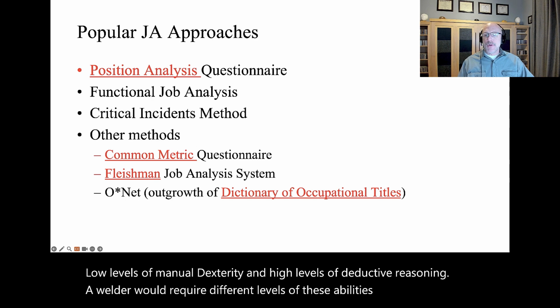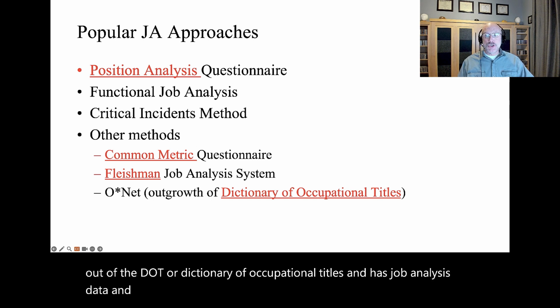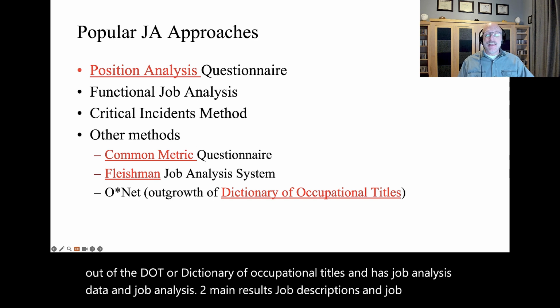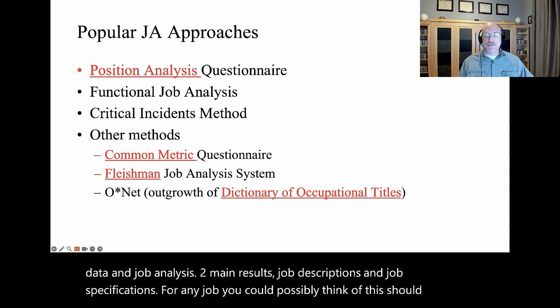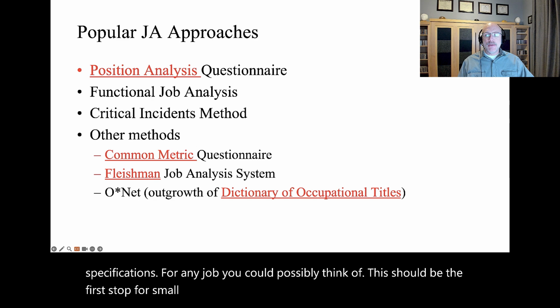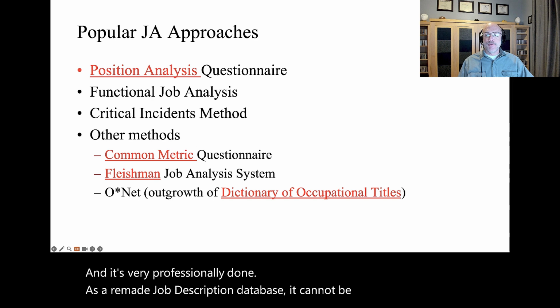The O*NET grew out of the DOT, or Dictionary of Occupational Titles, and has job analysis data and job analyses, two main results, job descriptions and job specifications, for any job you could possibly think of. This should be the first stop for small businesses. It's free, well, it's supported by your tax dollars, and it's very professionally done. As a pre-made job description database, it cannot be beaten. Let's move on.